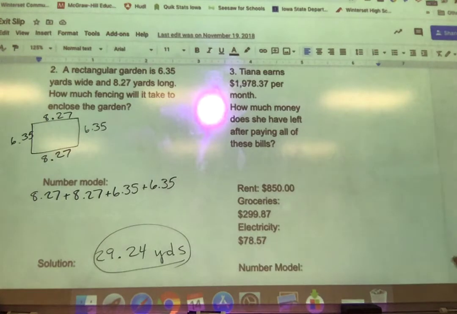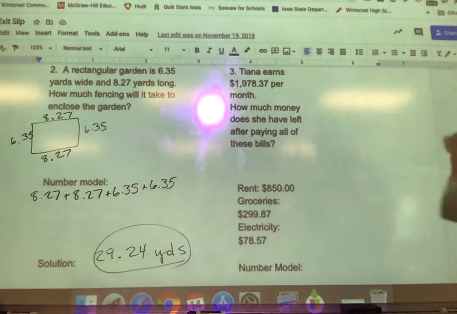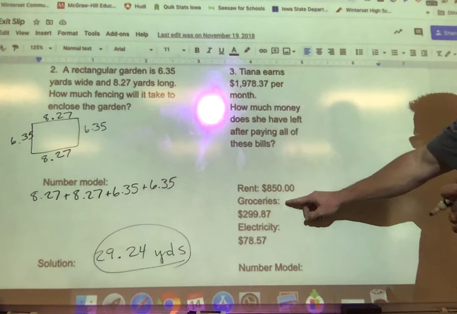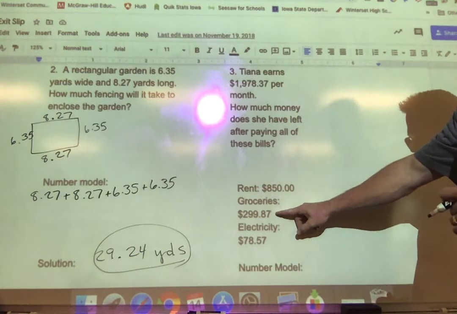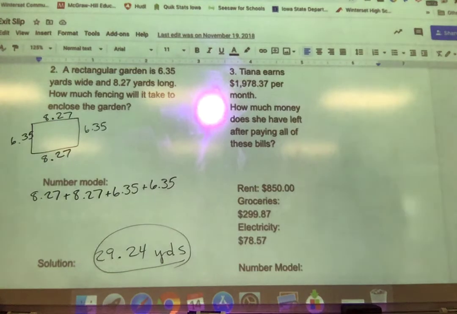Okay. Number 3, same thing. We're going to go through the process and let you guys work on the adding and subtracting and things we have to do to solve it. All right, so in this case, Tiana earns $1,978.37 per month. How much money does she have left after paying all of these bills? She's got to pay her rent. Groceries is $299.87. The rent was $850, and electricity is $78.57.